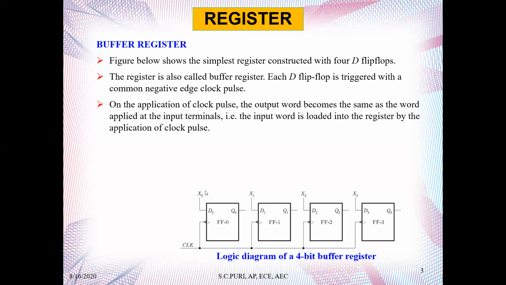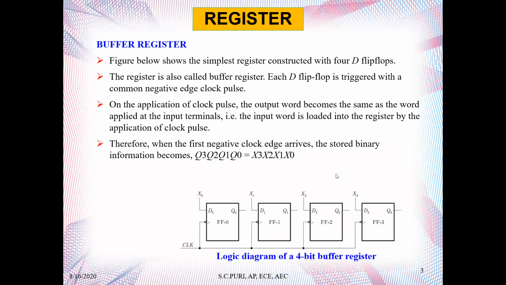So we have here input terminals x0, x1, x2, x3. Whatever you apply over here is simply going to be stored here, and that's why it is called a buffer register. Here there are 4 flip-flops, and definitely it will be 4 bits. Therefore, when the first negative clock edge arrives, because you can see here, every flip-flop is driven by the same clock, and all are negative edge triggered because there is a bubble in the clock, so you can always distinguish between a negative edge clock and a positive edge clock or triggering.